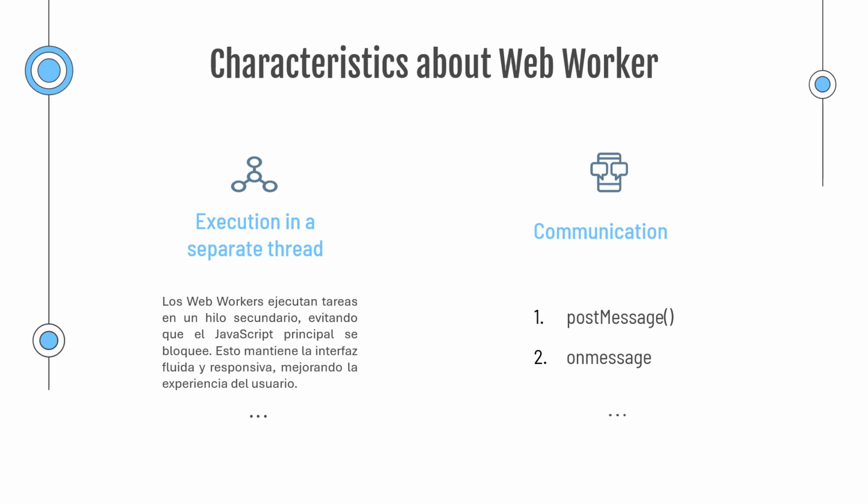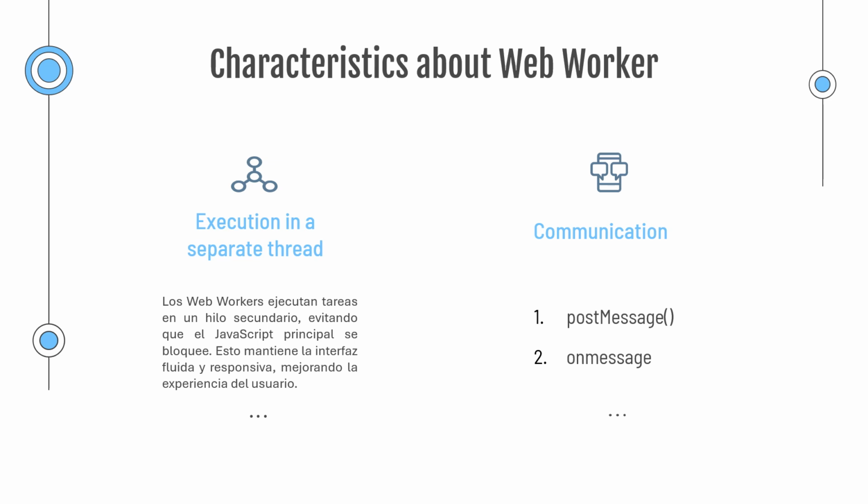Second, communication. Web workers communicate with the main thread using the postMessage method and the onmessage event handler. postMessage is used by the main thread or the worker to send data to the other. When a message is sent, the data is serialized and passed between threads. This means you can send simple data types like strings, numbers, or objects between them.